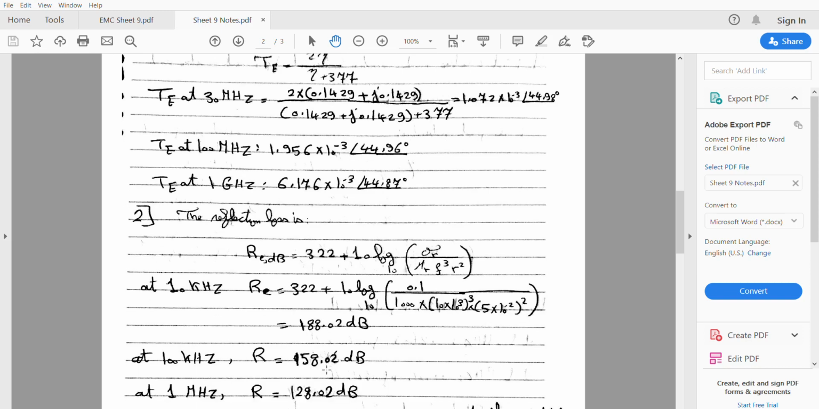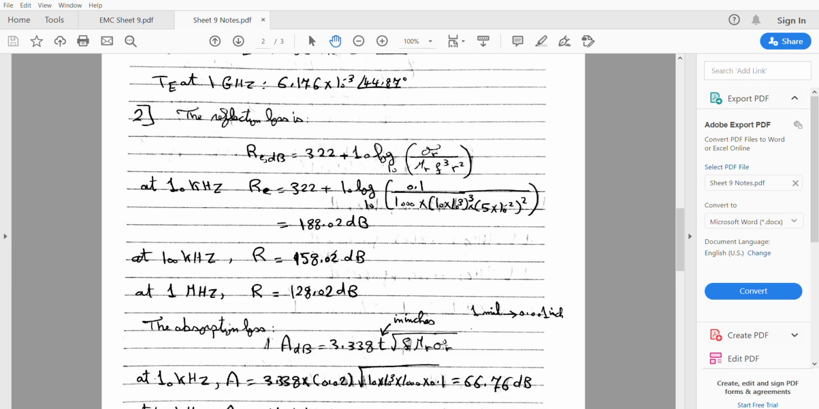Second, we need to get the value of the reflection loss at 100 kHz. So all we need to substitute is the frequency here. Instead of putting 10 times 10 power 3, we put 100 times 10 power 3, and we get the value of the reflection loss at 100 kHz, as well as at 1 MHz, where the reflection loss is equal to 128.02 dB. Now we need to get the absorption loss.